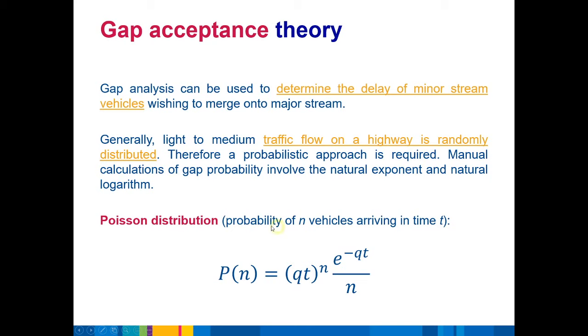So this is how we could do the calculation manually, but what tends to happen is if you need to analyze the ability for a minor stream vehicle to get into a major stream of traffic, you will put numbers into analysis software. The software will make these calculations in the background, and they will give you an answer and tell you how many vehicles are able to enter that traffic stream. So that's why I don't expect you to use this formula or know how to use it.